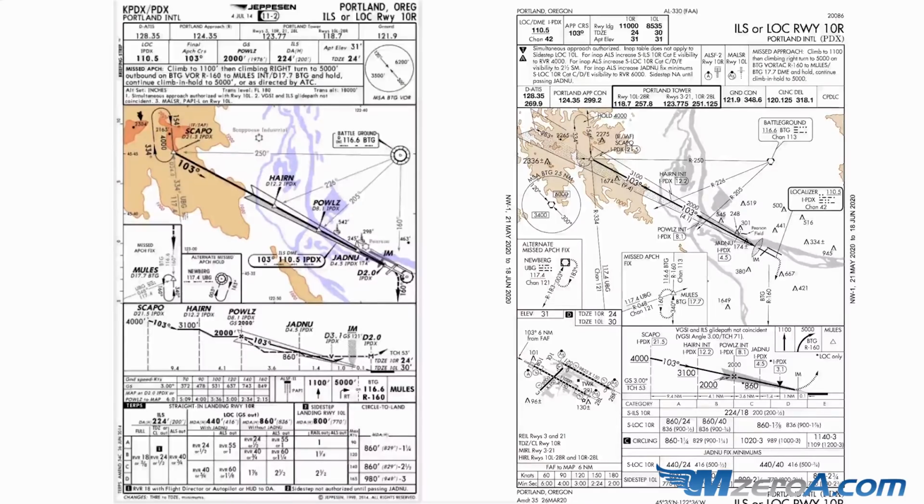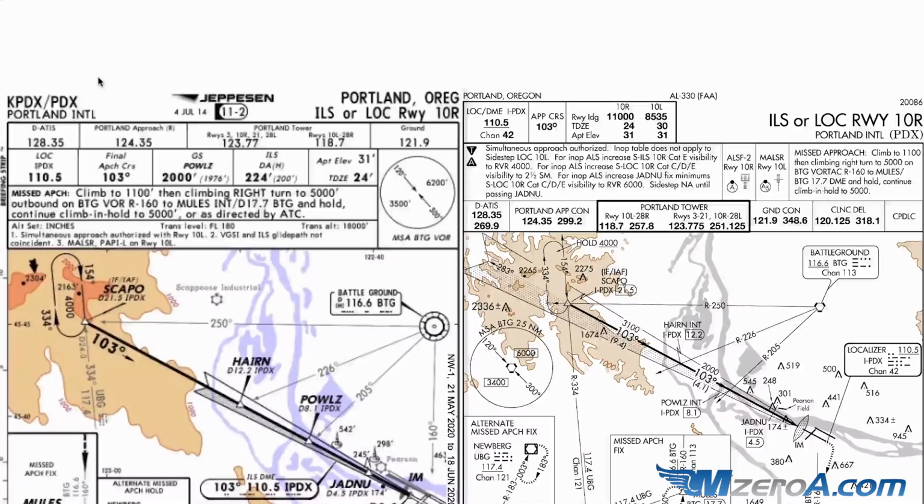What you see right here, on the left side of your screen, that's the Jepp approach plate. On the right side of your screen, that's the government plate. Obviously, a big difference is price. We'll talk about that in a second. But where I really want to start is actually up top here with what's called the briefing strip. Fun fact for the day. We call this the briefing strip on either plate.